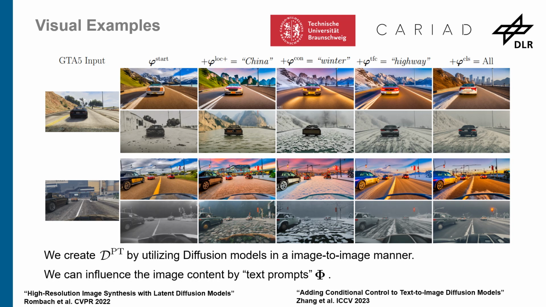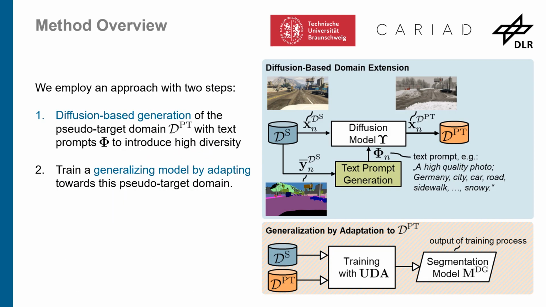Our general approach for domain generalization then consists of two steps that can be seen here on the right side. In the first step, we generate the pseudo-target domain, and in the second step, we train a model by adapting from our source domain towards the pseudo-target domain. In order to create our pseudo-target domain, we employ diffusion models in an image-to-image way, as we saw on the slide before. That means a synthetic image goes in and is altered with regards to a text prompt.